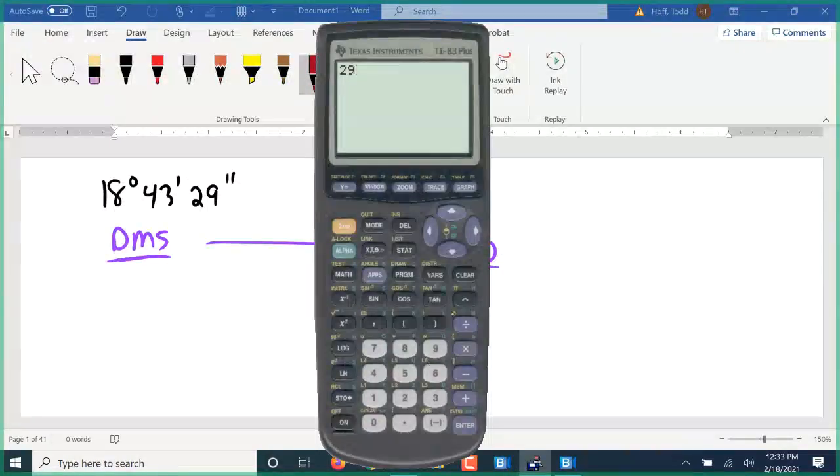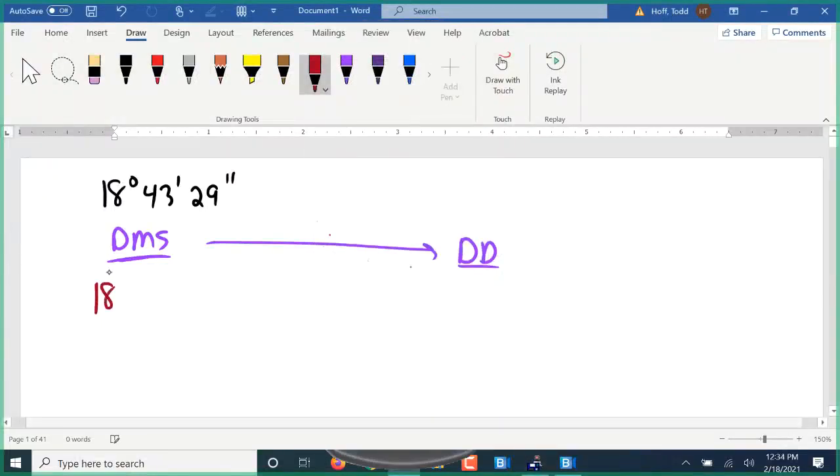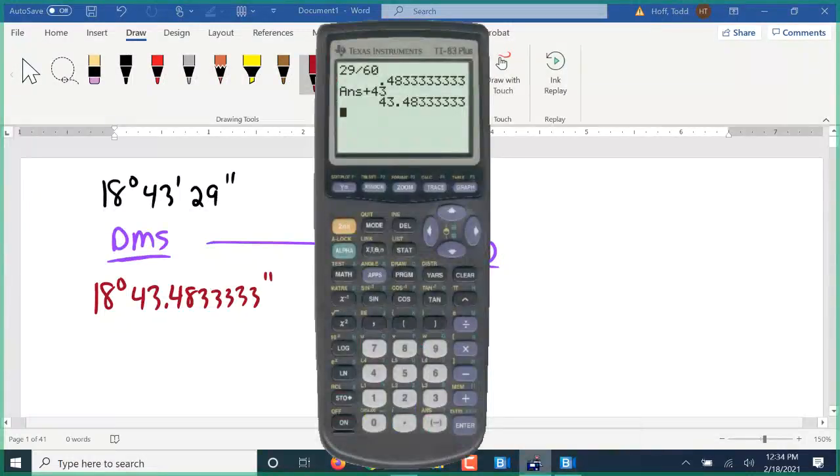I take the 29. I'm going to divide by 60 to make it minutes. So I have turned the 29 seconds into 0.8333333 minutes. Well, I had 43 minutes there before, so we're going to add those 43 minutes to that decimal. So technically what this is right now is 18 degrees, 43.48333333 minutes. That's what that calculator is showing.